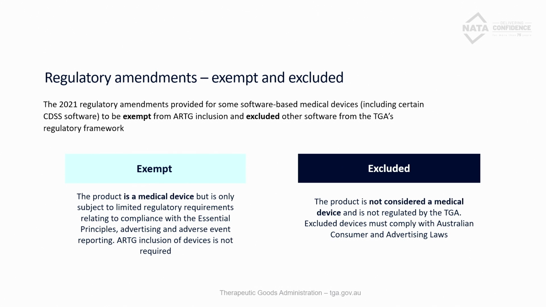We also included some additional regulatory mechanisms. What you can see up there is exempt and excluded. Even though those two words sound quite similar, they're really different in meaning. Exempt means that products are not required to undergo pre-market regulatory approval, but they do still need to meet specific regulatory requirements. These include things like adverse event reporting, complying with the advertising rules, but they don't need to be included in the ARTG.